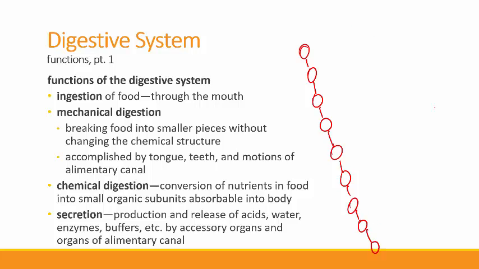So imagine that this is a string that is thousands of amino acids long, and the job of chemical digestion is to break the bonds between the amino acids, so that in the digested food, we have the individual amino acids broken apart from each other.